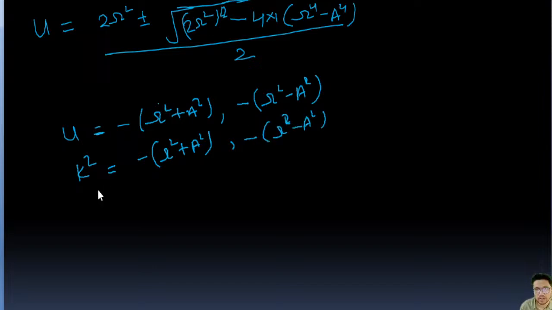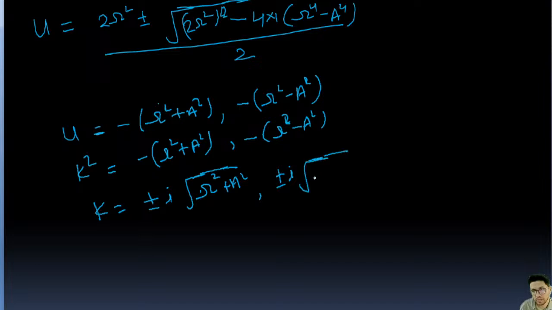Okay, and so the value of k is going to be plus minus iota root omega square plus a square, comma, plus minus iota, because minus is there, right? Root omega square minus a square. Okay, this is the value of k, right? So these are the values of plus minus k: plus minus iota root omega square plus a square, and plus minus iota root omega square minus a square, right?